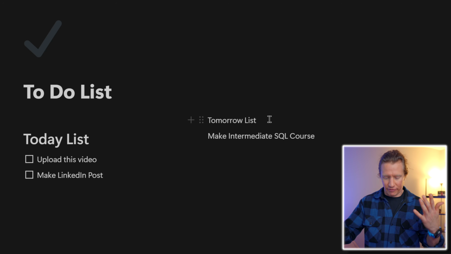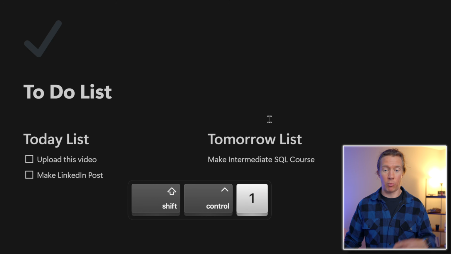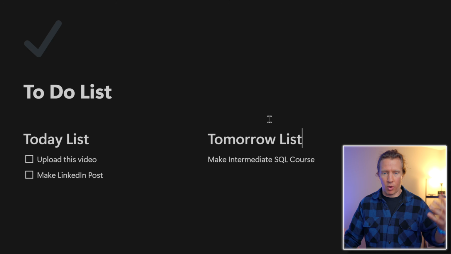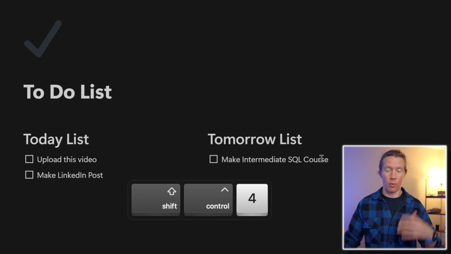It's also convenient because I can format other things. In this case, I'm going to press Control-Shift-1 to make the heading of tomorrow list into heading 1, and then this into Control-Shift-4 into a to-do list item.